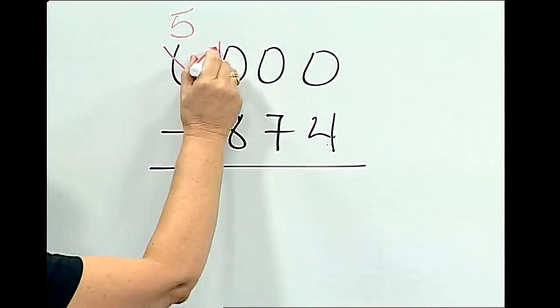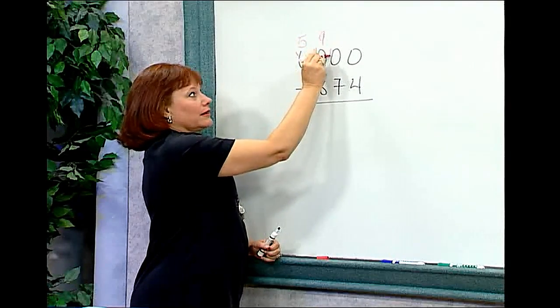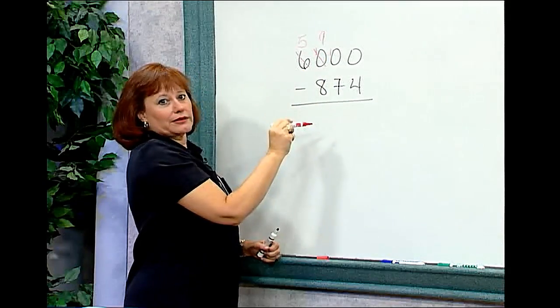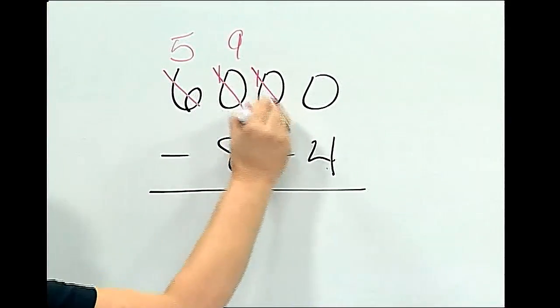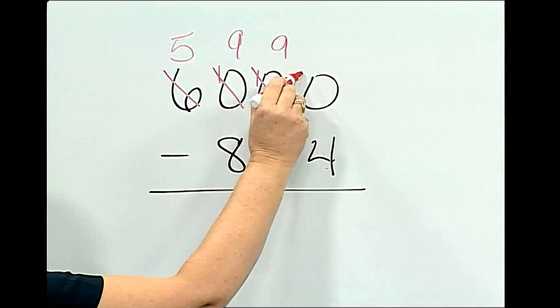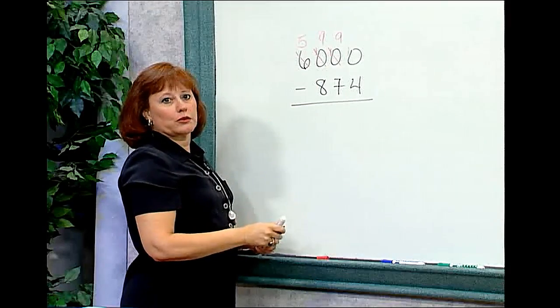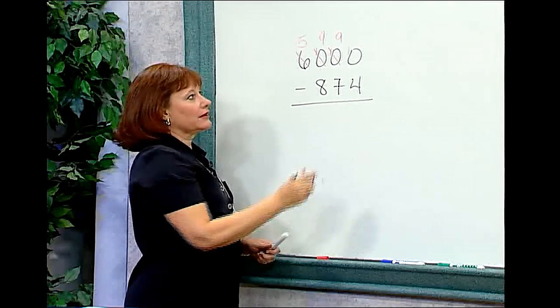Now we can borrow from the hundreds column. We'll borrow 1 from the hundreds column, leaving 9, and move the 1 to the tens column. We'll borrow 1 from the 10 tens, leaving 9, and we will move that to the ones column, so now we have 10 in the ones column, which will be more than enough to subtract.